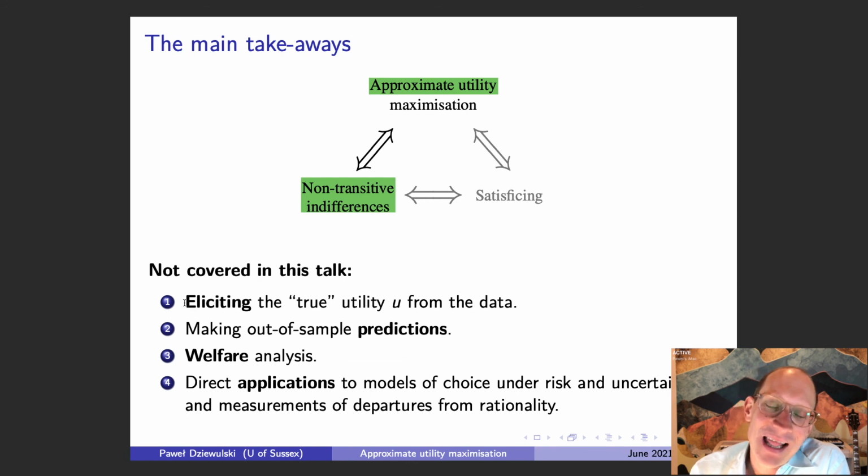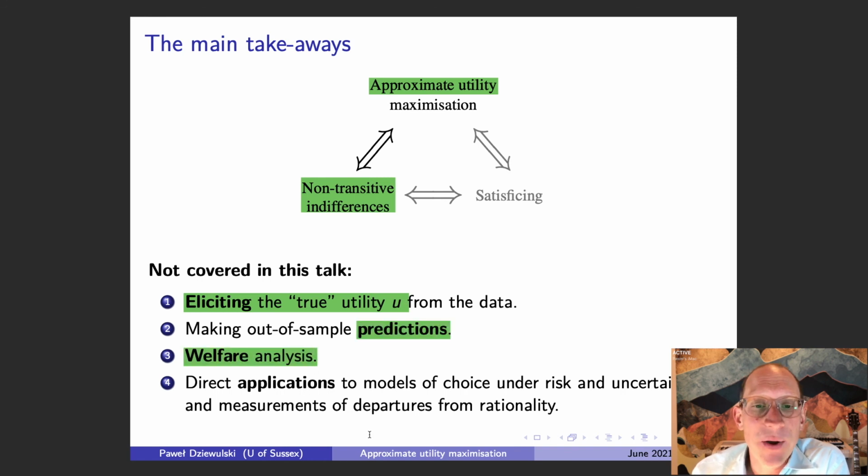And then finally, elements that were not covered in this talk are based on the equivalence of approximate utility maximization and non-transitive indifferences, based on the main theorem that was just presented. And this observation that strict preference relation is still consistent with the utility function, we can elicit the true preference utility function U, we can make out of sample predictions, we can do welfare analysis and other applications to other models of choice and other utilities.